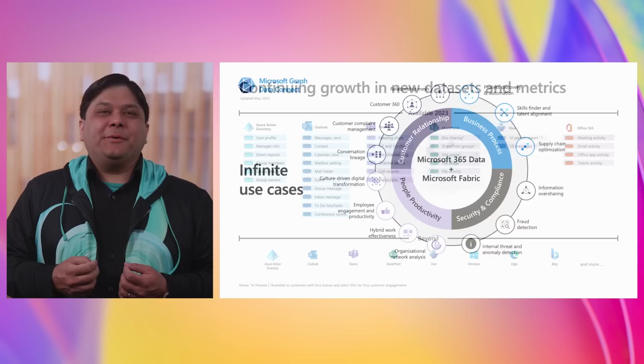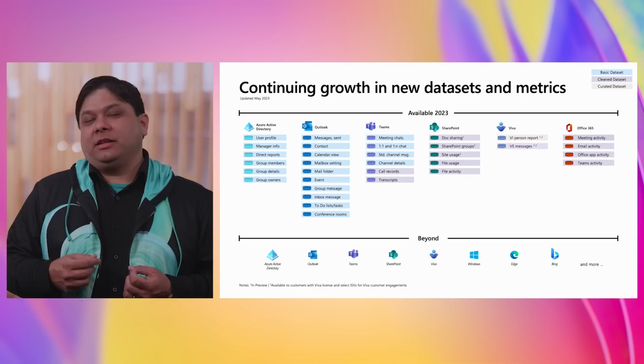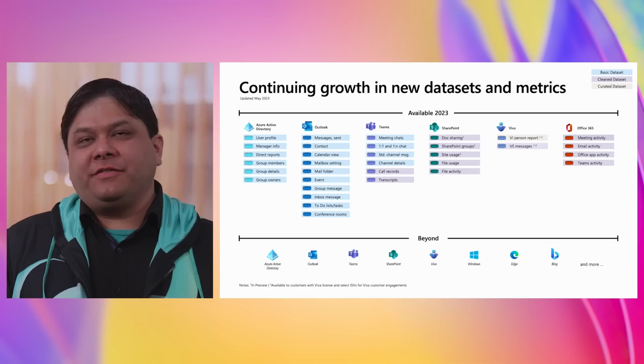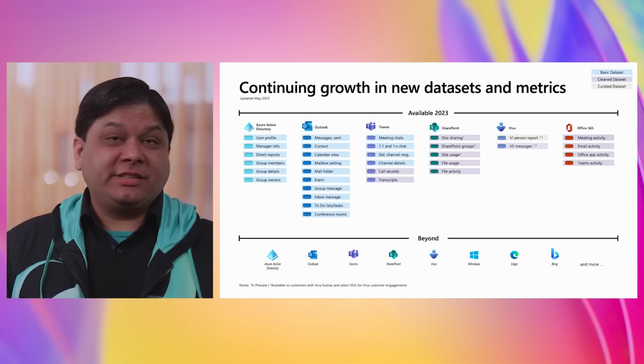Today, we have data sets galore, as you can see here, available from a huge variety of Microsoft 365 sources, including Azure Active Directory, Outlook, Teams, SharePoint, Viva Insights, Microsoft Groups, and more. And here, you can also see which data sets are available right now or coming soon. We're continuously growing this list of available data sets, metrics, and solutions to empower additional use cases based on feedback from you, our customers.